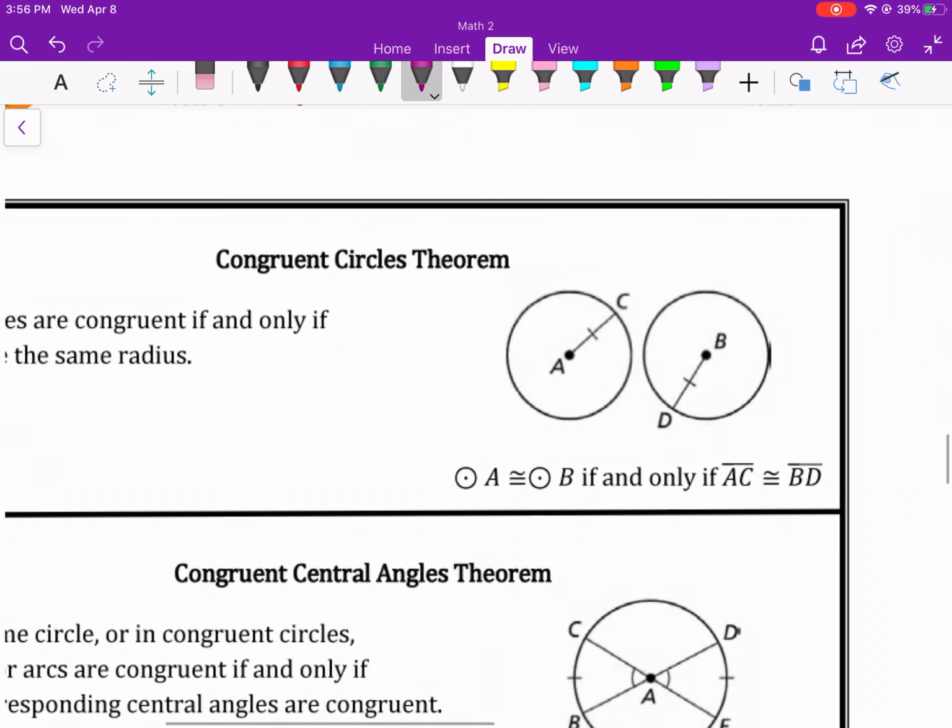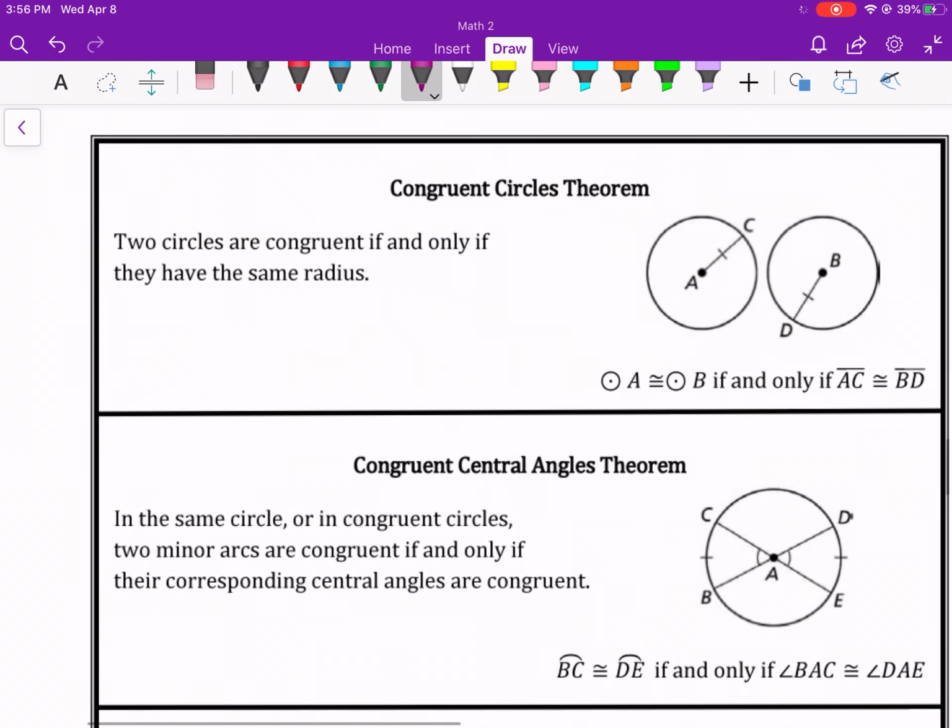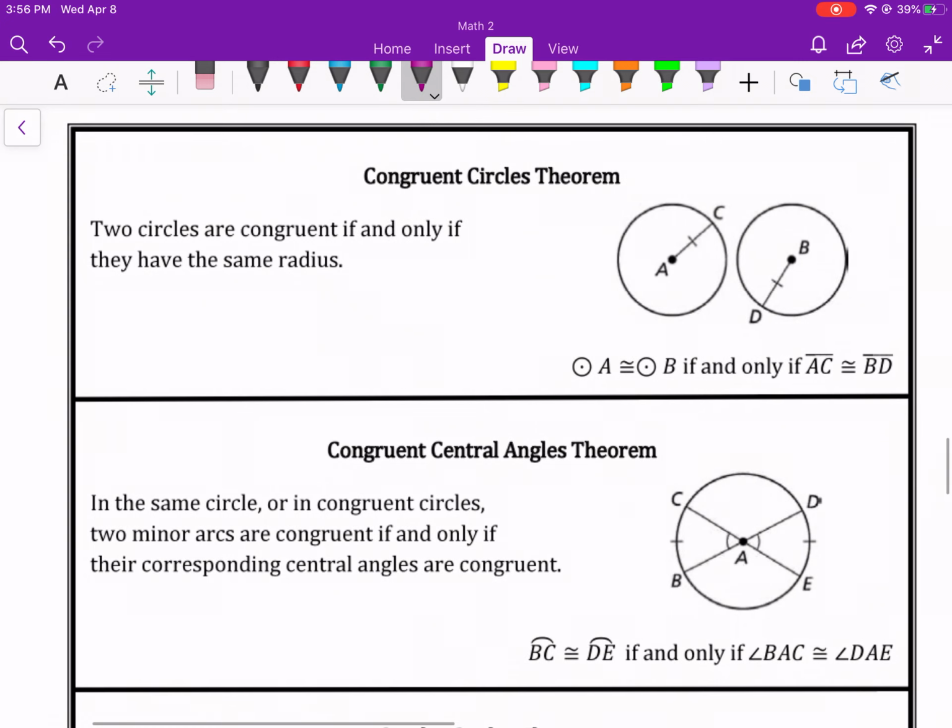So if we go ahead, I'm just going to talk about these last few theorems. So the congruent circles theorem just says if the radius lengths of 2 separate circles are congruent, then the circles are congruent. They're the same size. Easy as that.